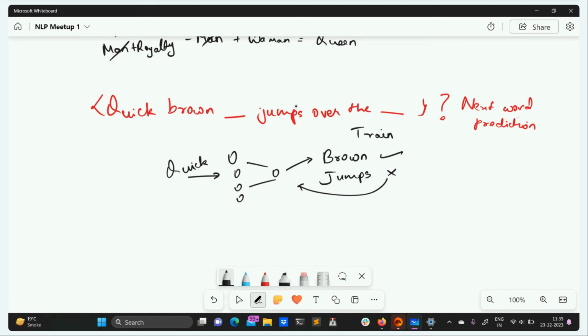Now, again, to do next word prediction, as I already mentioned, your neural network would take a numerical input. That means quick has to be represented as a vector, something like this, 0.46, something like that. Now, how do you do that? So this is where embeddings come into play. So let's just start talking about them.